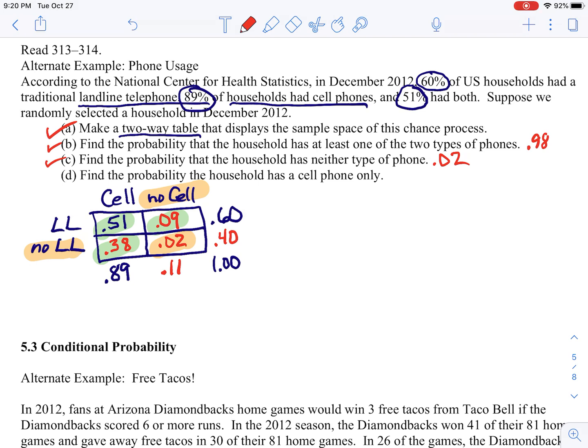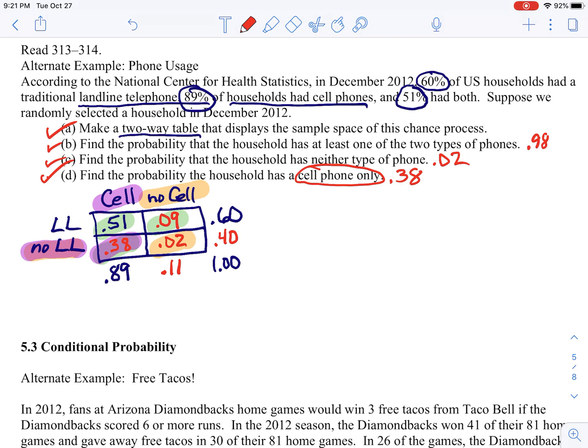And then the last problem, part D: find the probability that the household has a cell phone only. Cell phone only would be where we have just a cell phone and nothing else. So it would be under the cell phone column, but it would not be a landline. The intersection of those two would be the 38%. So 38% would be the answer for that one. There's more than one way to calculate that, but that would be the answer. So there you have one way to set up a two-way table in order to find probability answers.